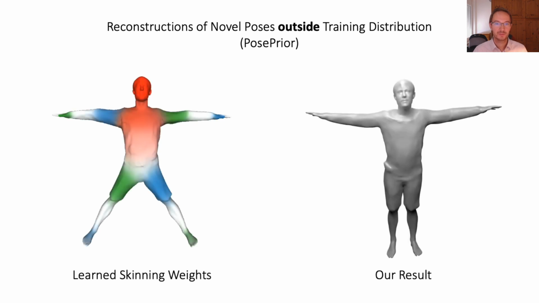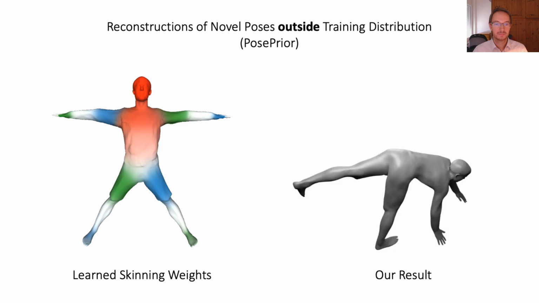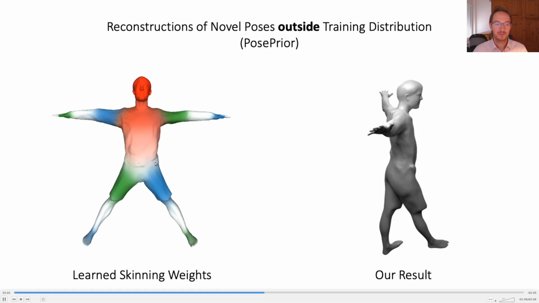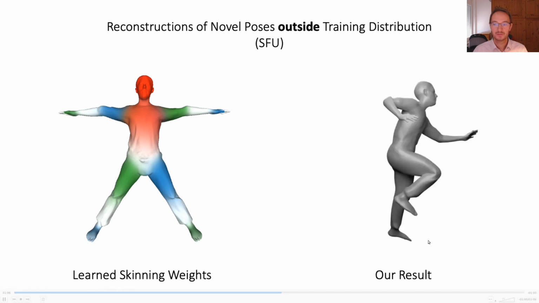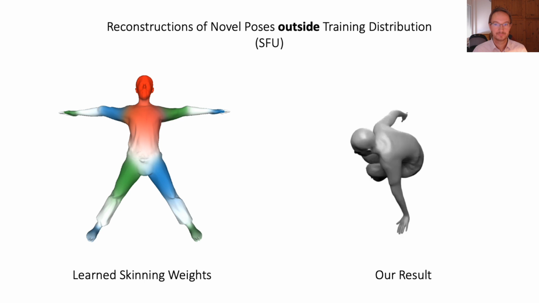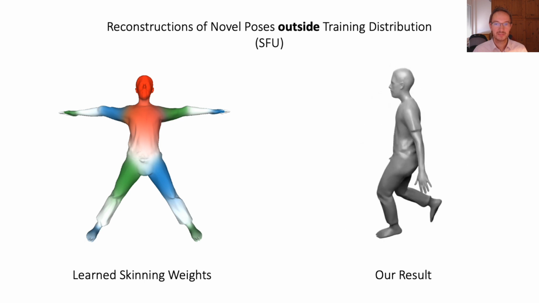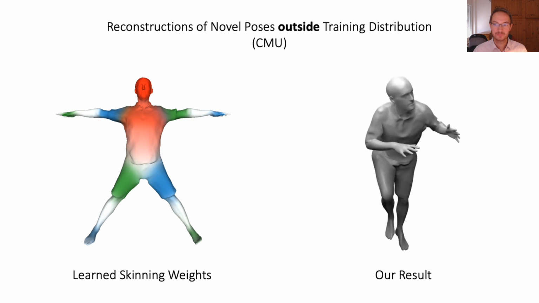Here we show reconstructions of novel poses outside the training distributions already. We can see the skinning weights that have been learned in canonical space here on the left, and the results of the pose animation on the right. These are examples from SFU, and these are examples from CMU poses.